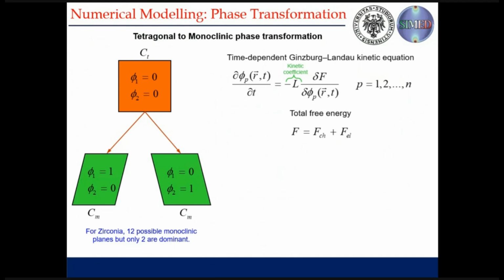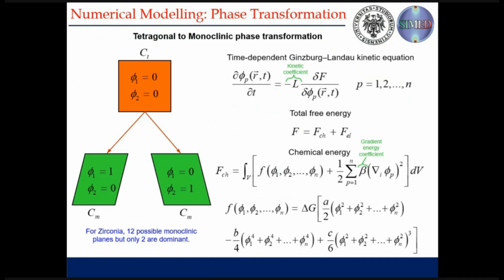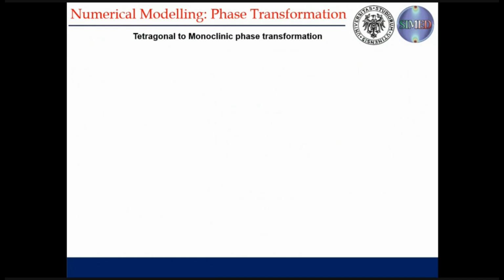So the total free energy consists of a chemical energy and the elastic energy. Chemical energy will consist of 2 terms. One is the gradient energy term, and the first term is based on the concentration of the variants within the domain. So now, with the previous equation, we can control the evolution of the variants. Now we need to couple this with the elastic energy also, with the mechanical loading.